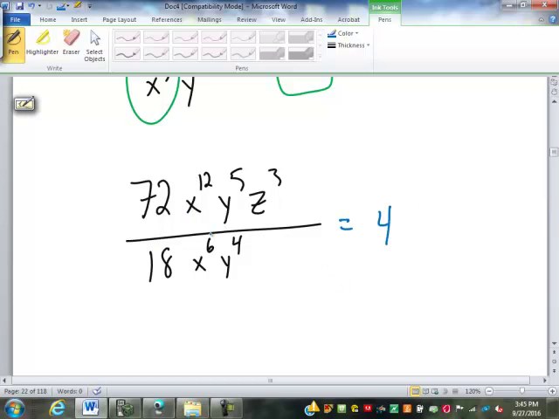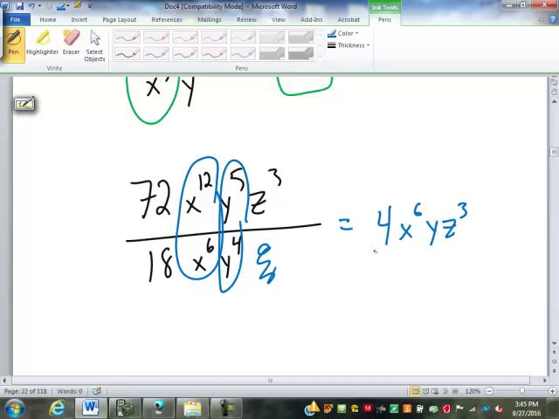Now I treat the variables each separately. X to the 12th divided by x to the 6th gives me x to the 6th. 12 minus 6 is 6. How about the y? Y to the 1, or just y. And what do I do with z? There's nothing down here to divide by. Okay, z to the 3rd. Nothing changes there. Perfect.